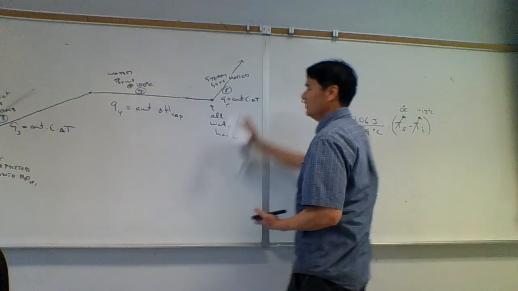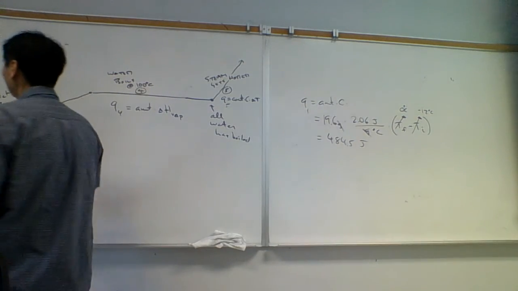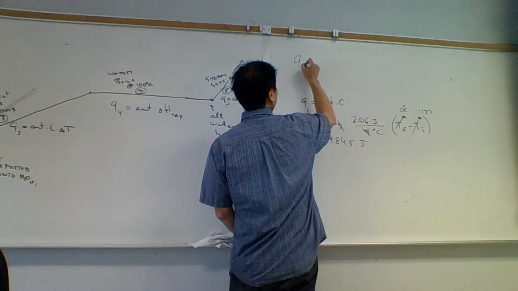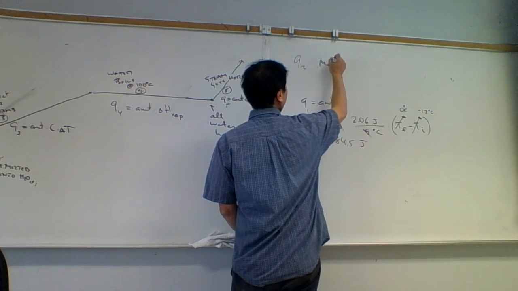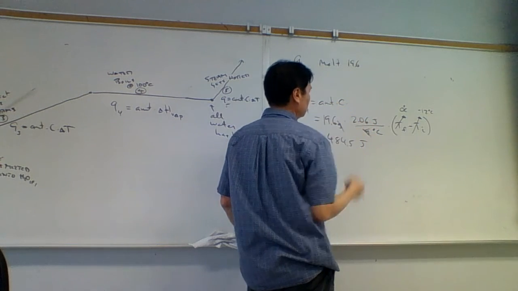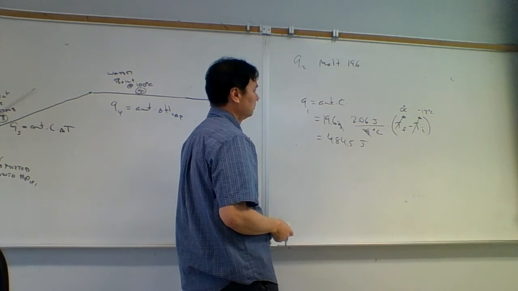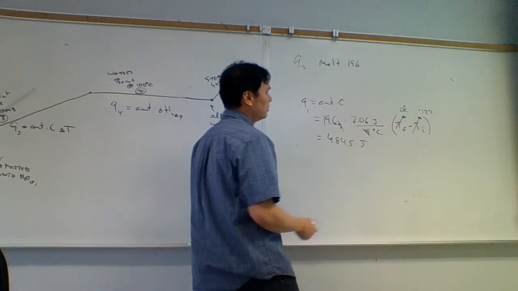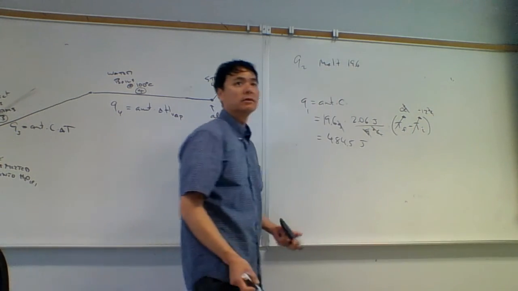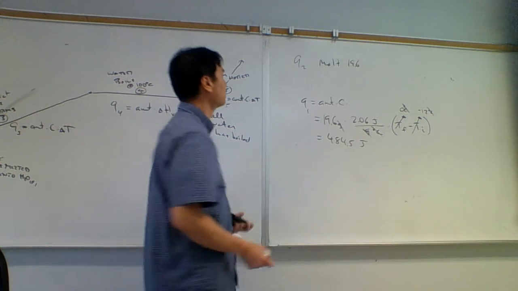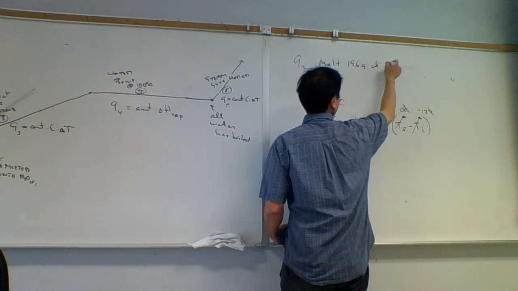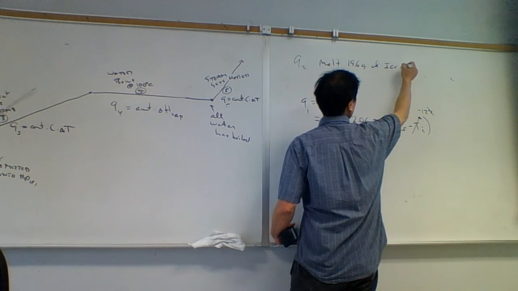Okay, so for Q2, we're going to boil 19.6 grams, or not boil, melt. So Q2, we're going to melt. Professor, would it not be 484.5 joules per degree C? No, the degree C cancels too. Oh, yeah, but you're right. So we're just left with joules here. So we're going to melt 19.6 grams of ice at 0 degrees C.